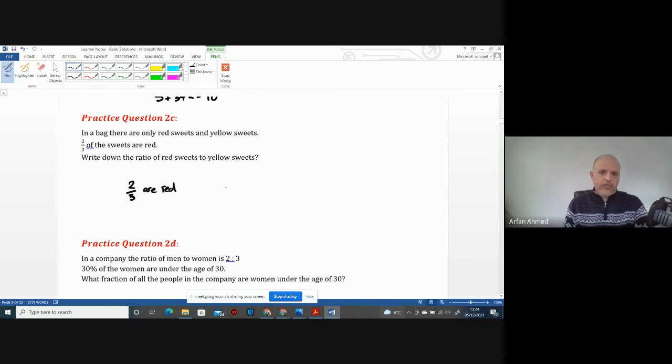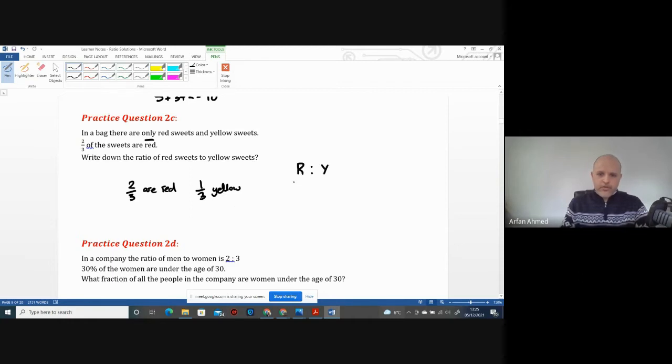So if 2/3 are red, if there are only red sweets and yellow sweets, what are the rest? Well, if you take it away from one whole, it's got to be 1/3 yellow. Yep. Write down the ratio of red sweets to yellow sweets.